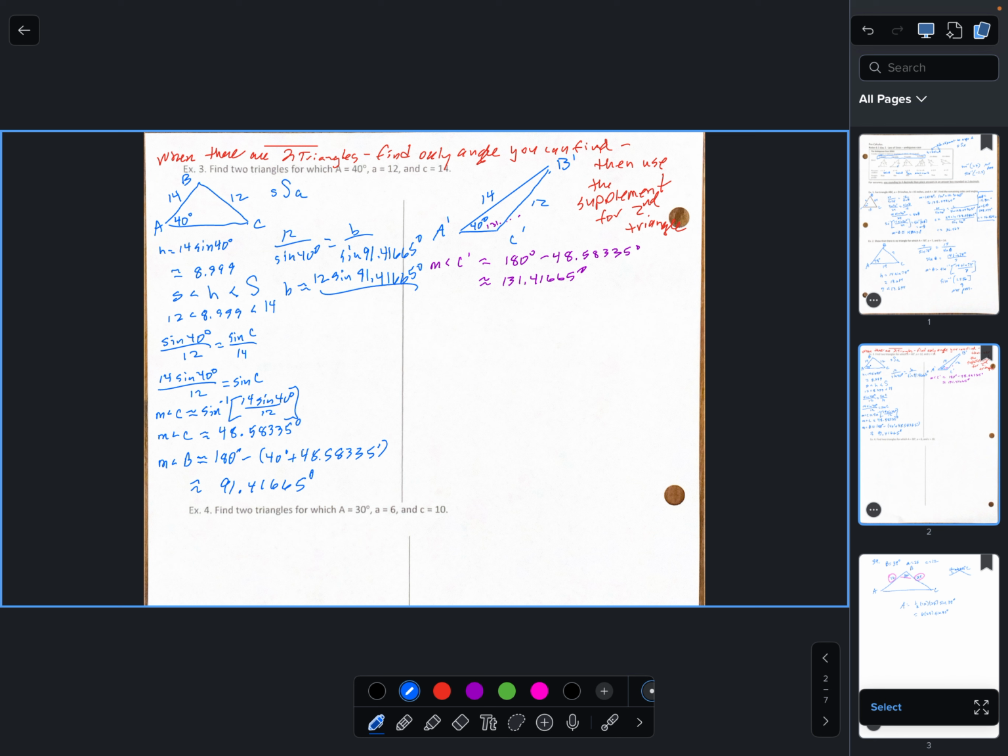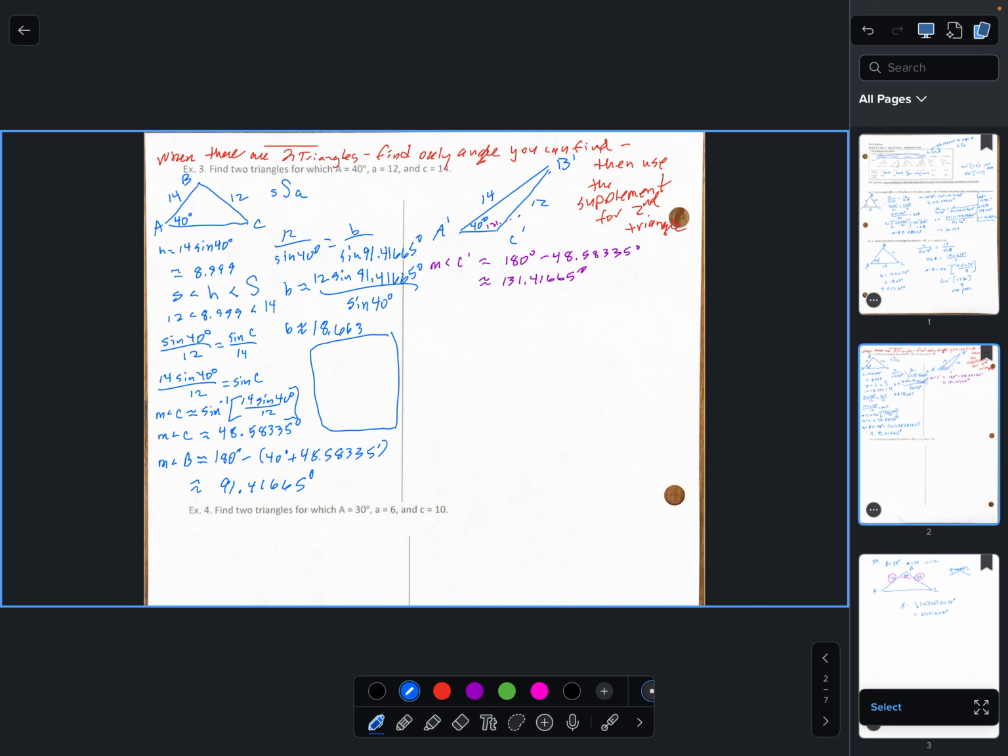And so in example 4, let's set it up. I don't think we need to do all of it. I'd rather give you a little more time on your homework. A is 30 degrees, opposite is 6, and C is 10. Again, it's short side, big side, angle, and the angle's acute.